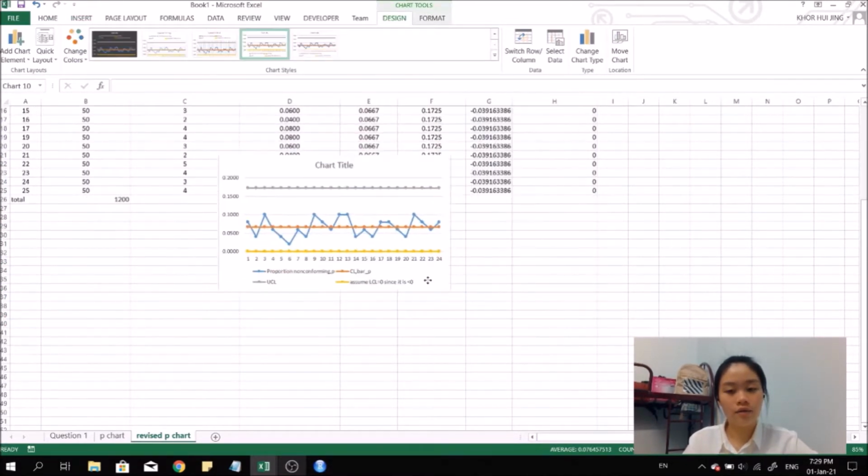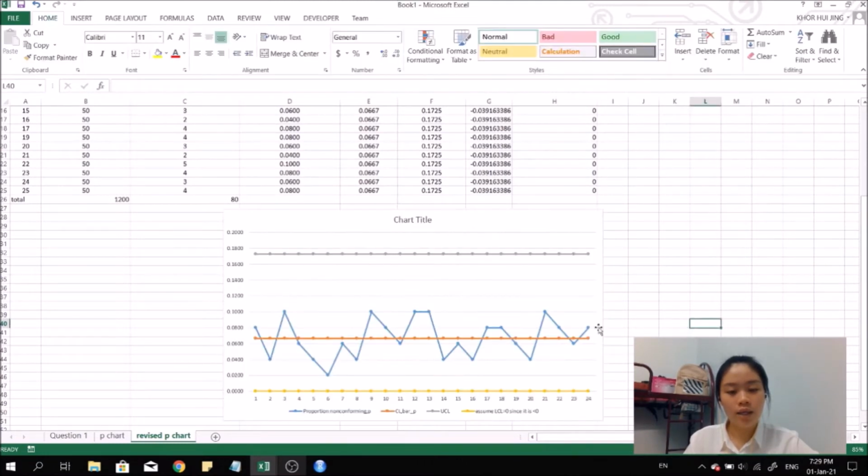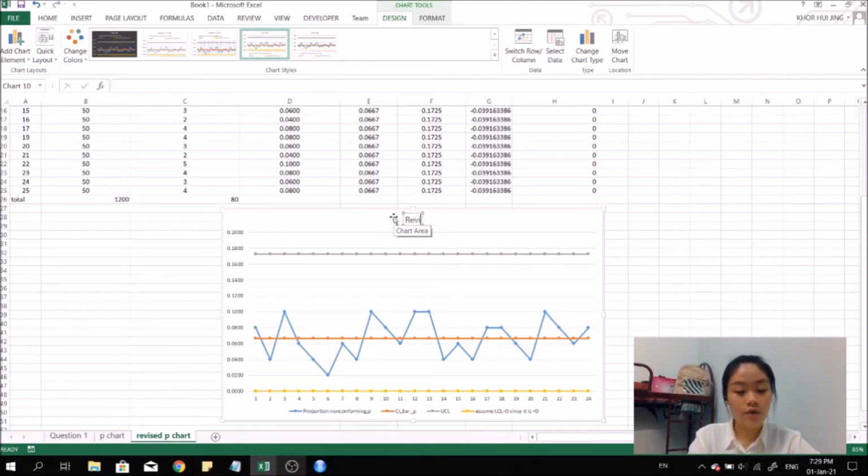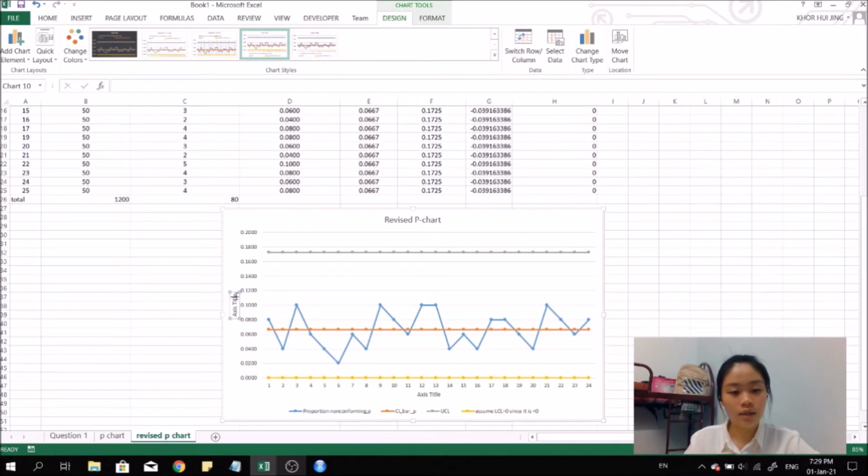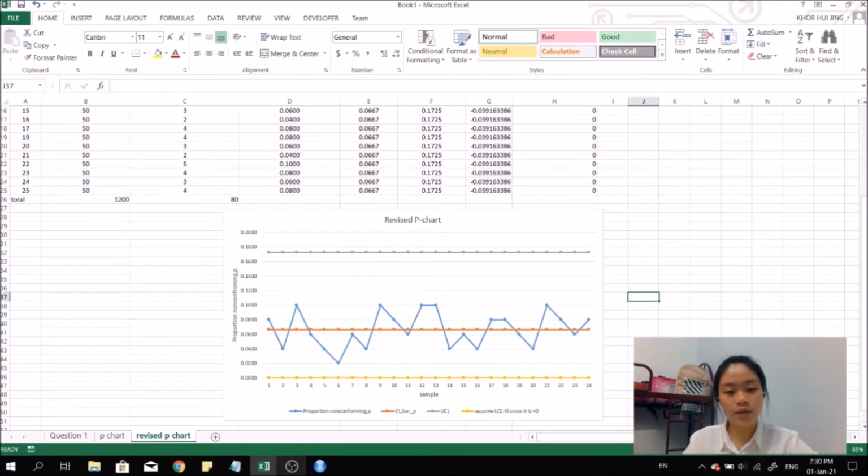Okay, from the graph now we can see that all points are between the upper control limit and lower control limit. So it shows that it is in control. Now we change the title to revised P chart, and we add the axis titles. The y-axis is the proportion non-conforming, which is P, and the x-axis is the sample. Okay, so this is the final answer of our P chart that is in control. So next we'll talk about how to plot an NP chart by using Microsoft Excel. Thank you very much.